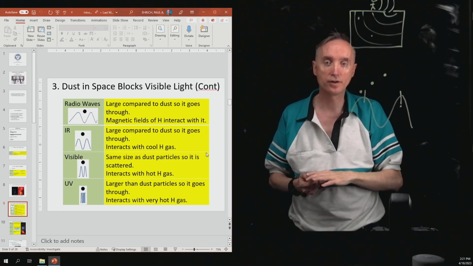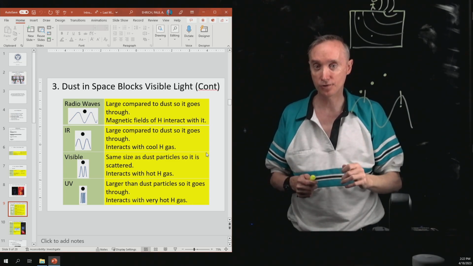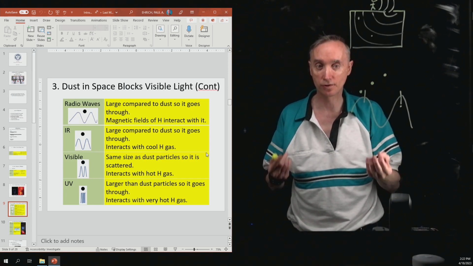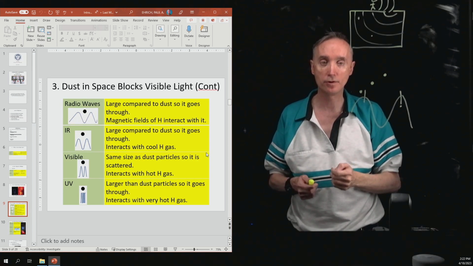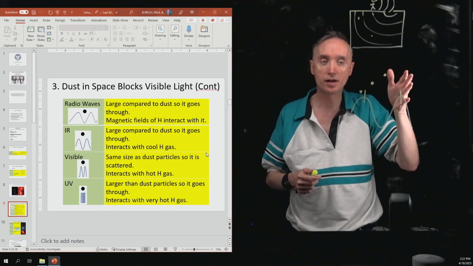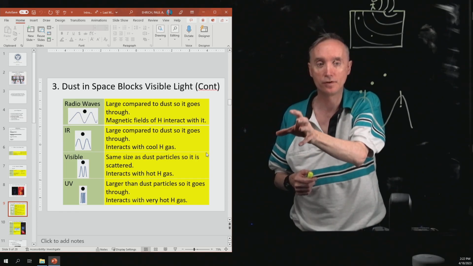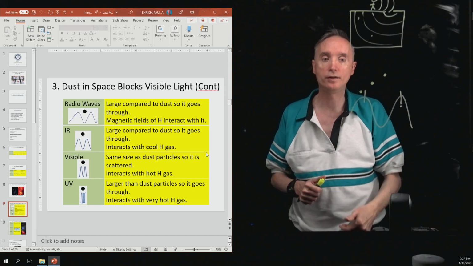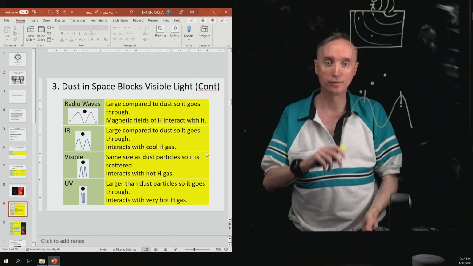So let's take a look over here at what would happen if a radio wave encounters dust. The black dot is going to be a dust grain. And a radio wave has a large wavelength. If you remember the electromagnetic spectrum, on one side you had the very large radio waves, and on the other side of the spectrum were the very small gamma rays. So the radio waves have very large wavelengths. They don't even notice the dust, so they go right through it.